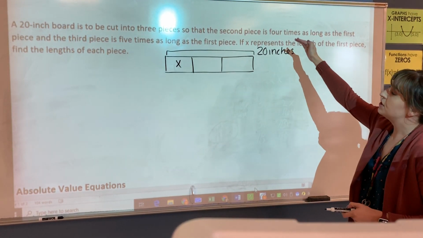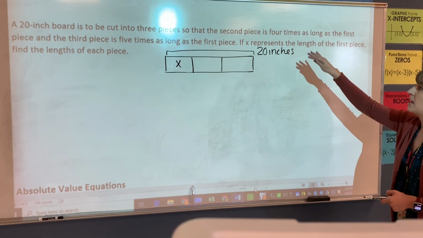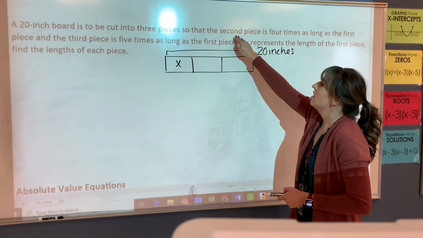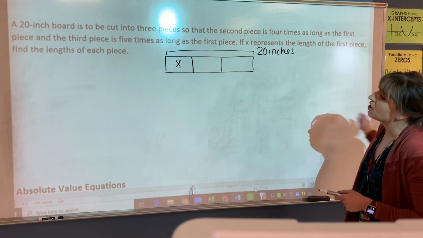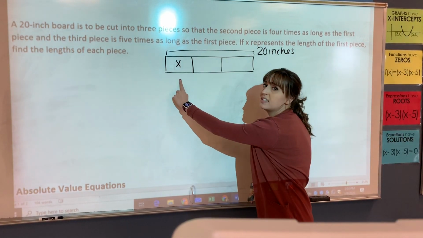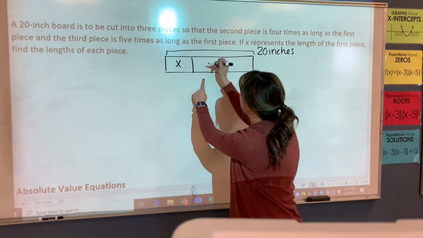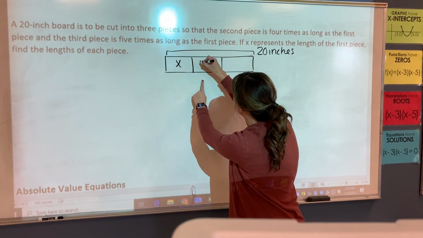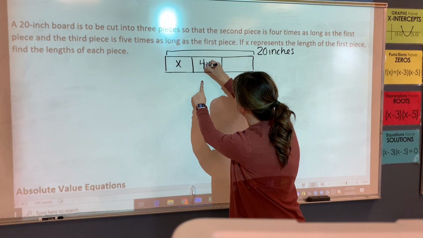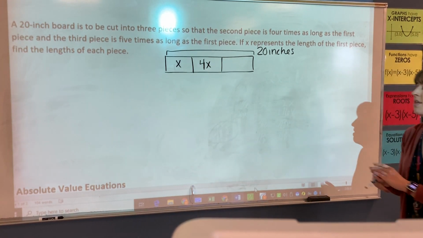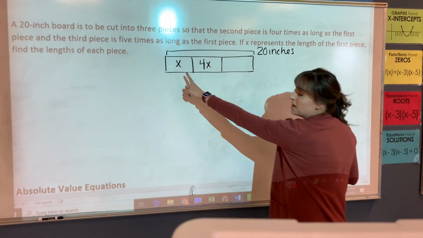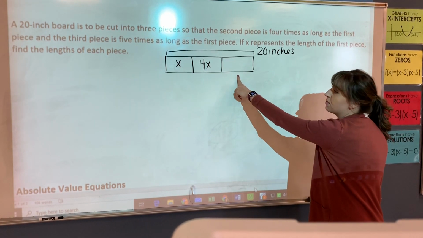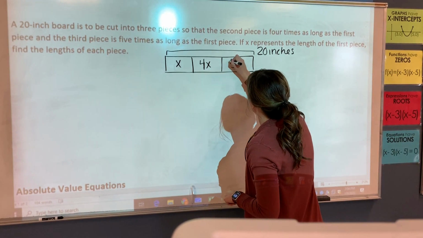Now we have to look back into our problem to give us the rest of the information on the second and third piece. In that first sentence, it says second piece is 4 times as long as the first piece. We know the first piece is x, so the second piece is therefore going to be 4 times x. The third piece is 5 times as long as the first piece. So first piece is still x, so that means the third piece is 5 times x.